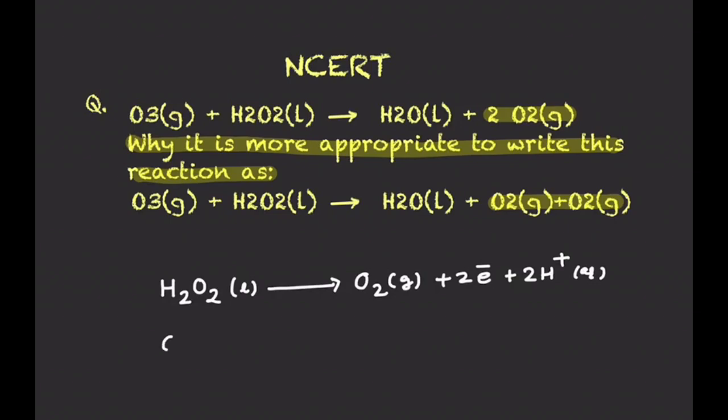Now ozone is the oxidizing agent and ozone is unstable. It will provide O2 gas plus nascent oxygen. So this nascent oxygen in ozone will accept 2 electrons. If the medium is basic, it will exist in the form of OH minus. When the medium is acidic, it will exist in the form of H2O.